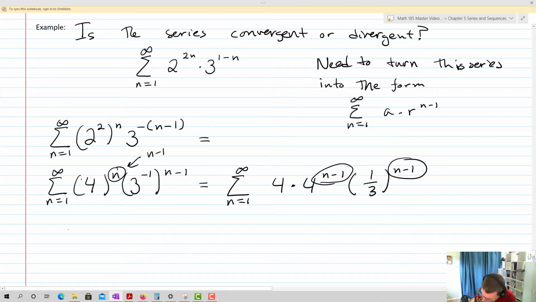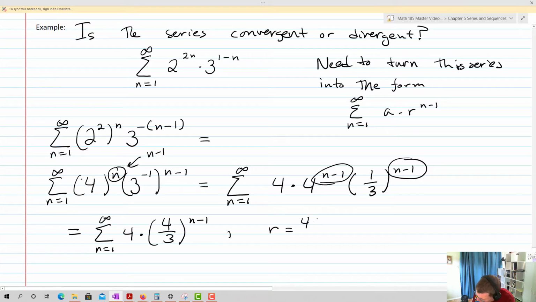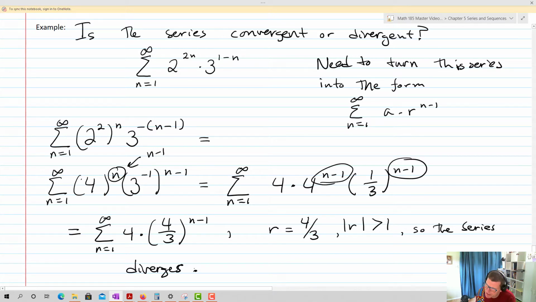So this is now the sum n equals 1 up to infinity of 4 times 4/3 to the n minus 1, because we can just bring it in since they're all to the n minus 1 term. So r is then going to equal 4 over 3. The absolute value of r is greater than 1, so the series diverges. And that's how we prove, in fact, that this series diverges utilizing the geometric series theorem.